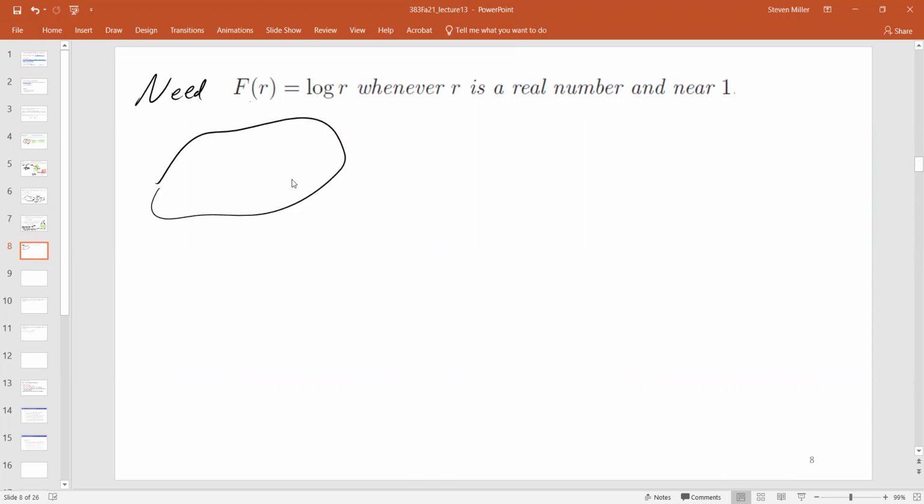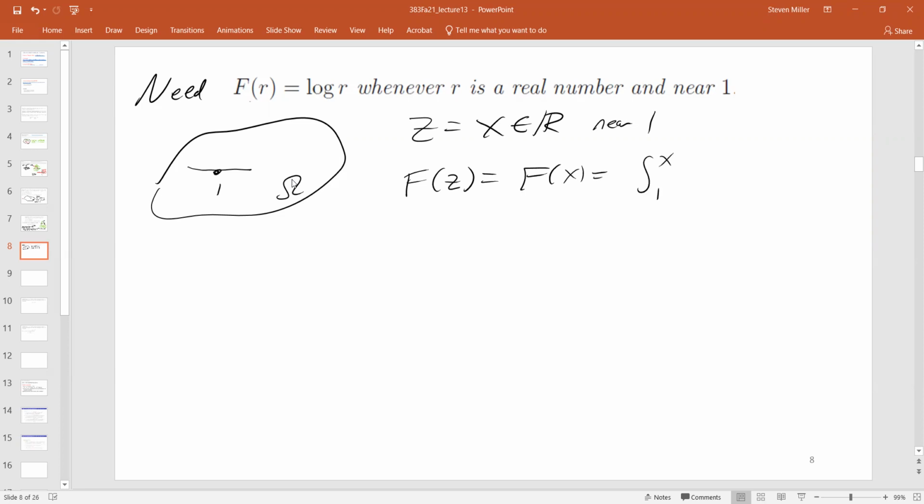here is my omega. Here's 1. Since omega is open, I've got at least part of the real axis near 1. And so if I just take z to be x, which is a real number near 1, then big F of z is actually big F of x, which is the integral from 1 to x of 1 over t dt. What does that equal? That's just the standard logarithm. So that's just going to be log of x.